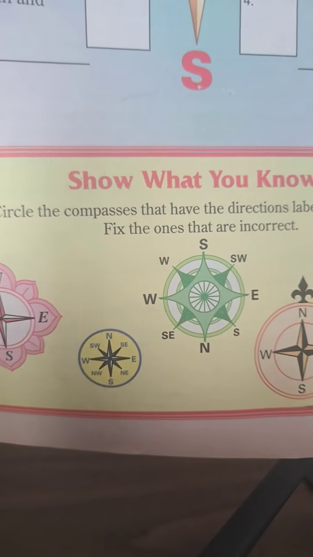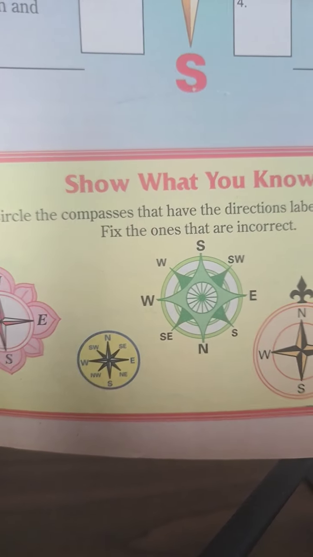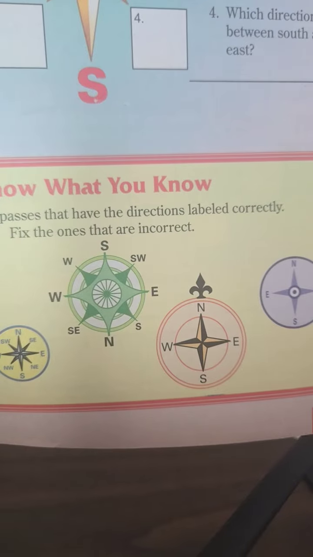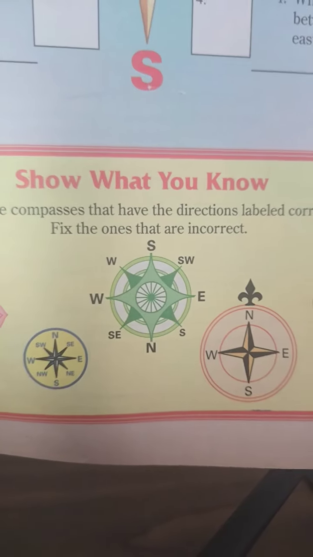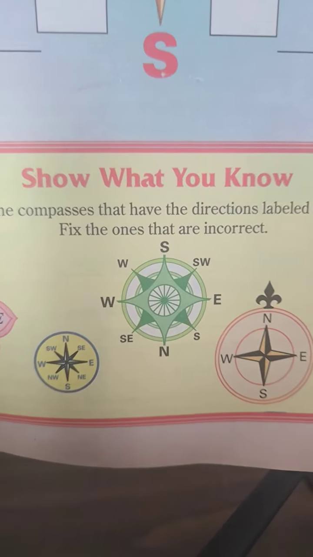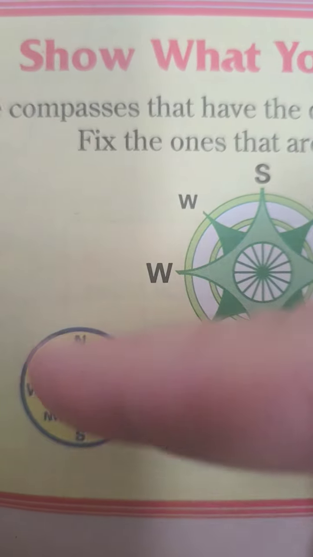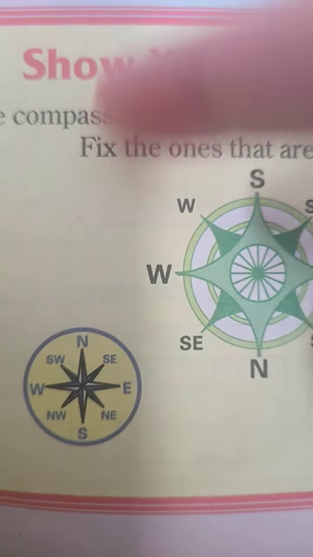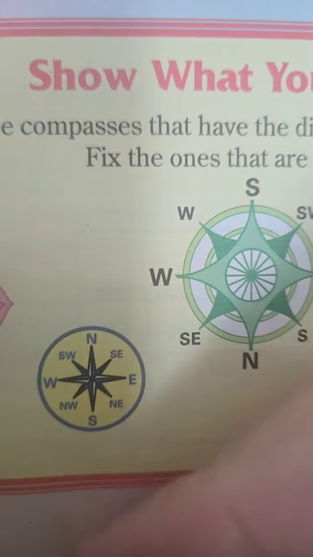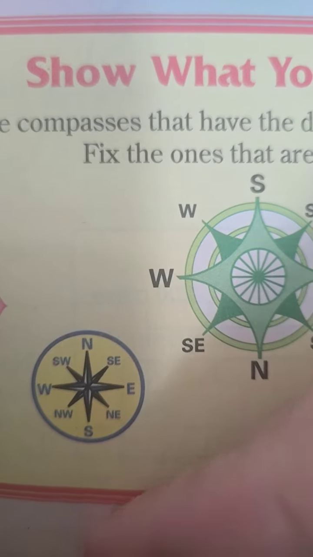You may see now, but this one I think is an activity we got to do in circle. You have to circle the compass that has the directions labeled correctly, because they're not necessarily all labeled correctly. So you see the difference between this one and this one right here, because north is on the top, south is on the bottom. Okay.